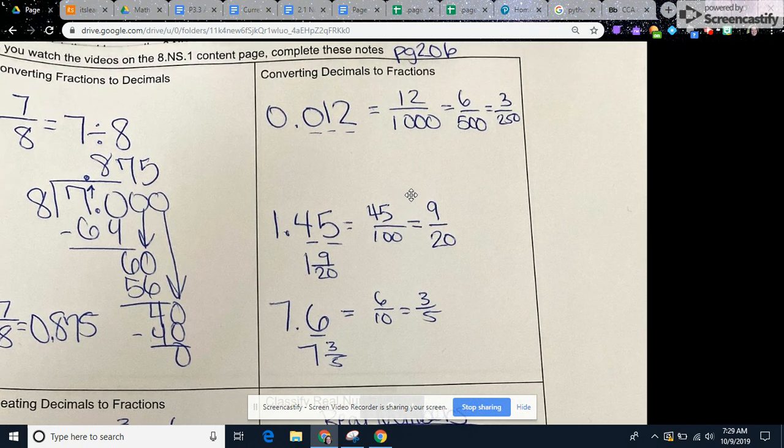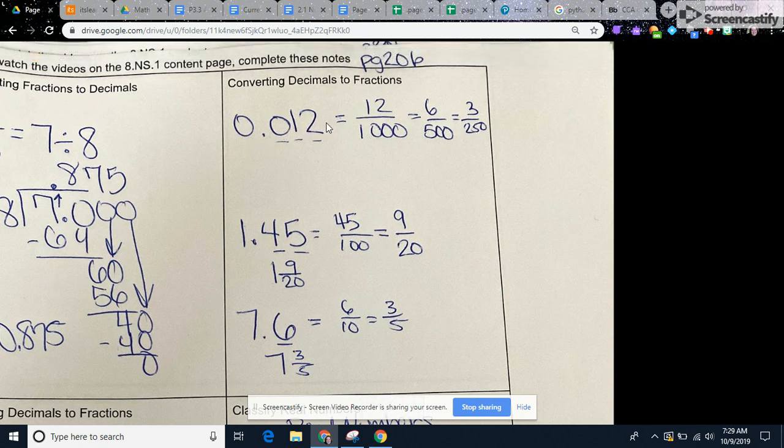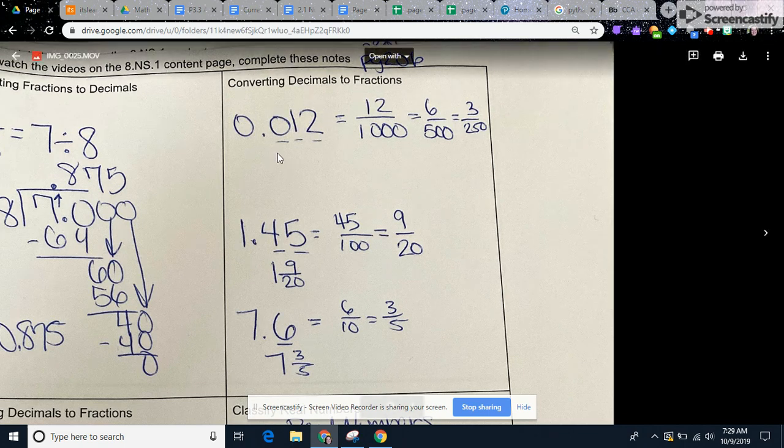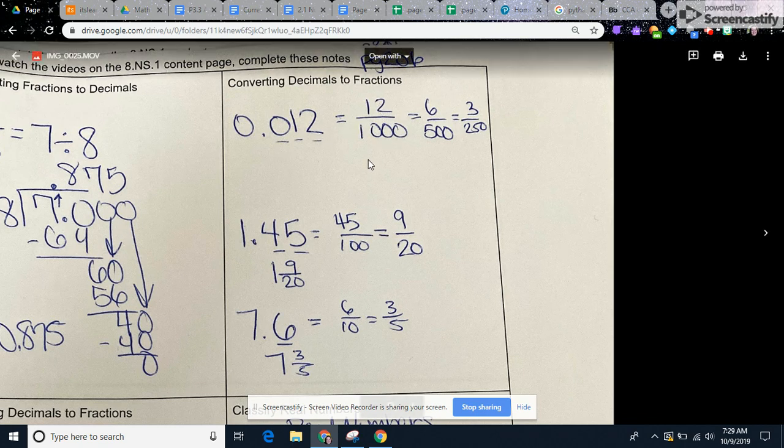Moving over to going in the opposite direction, if I give you the decimal 0.012, what you do is read it correctly. It would say 12 and then your place value: tenth, hundredth, thousandth. So to read this correctly, it'd be 12 thousandths. And so you'd have your 12 on top and then 1,000 on bottom. The other way you can look at that is you can count how many numbers are after the decimal point. Since there are 3, it's a 1 with 3 zeros. So it'd be 12 over 1,000.